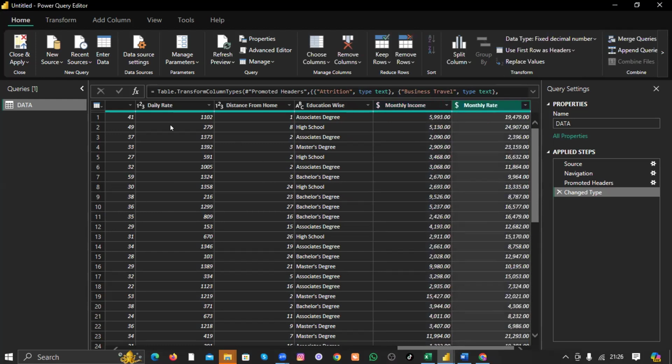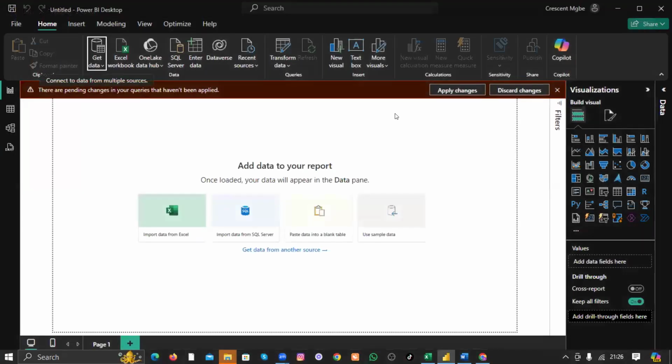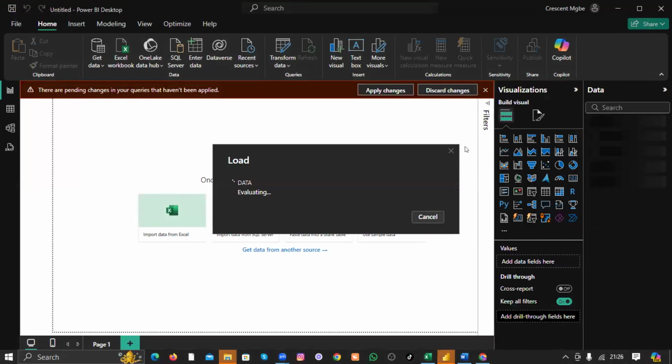I think this data is clean. So I'll just close and apply. Then it brings us to our Power BI environment.